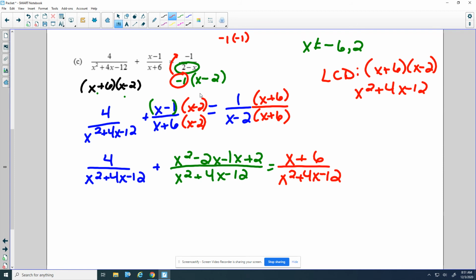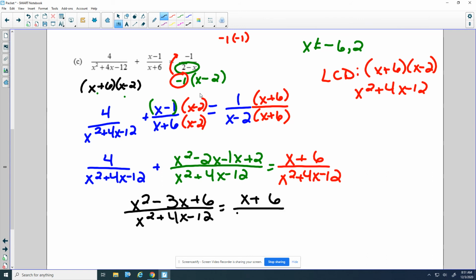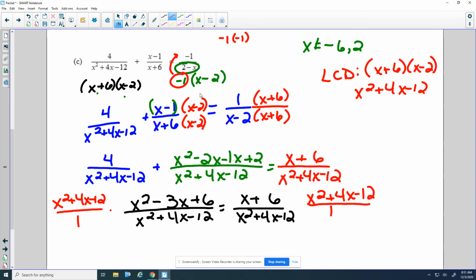Combining our two fractions together, on the one side we get x squared minus 3x plus 6 over x squared plus 4x minus 12, and on the other side, x plus 6 over x squared plus 4x minus 12. Same denominator, multiply by it to get rid of it because we're solving an equation. And as I go over this one, a common mistake after you learn how to do the equations is to cancel out the denominator when you're adding. But what I'm doing right now is the multiplication property of equality. So if you don't have an equal sign, you cannot do this. You can't just get rid of denominators when you're adding.